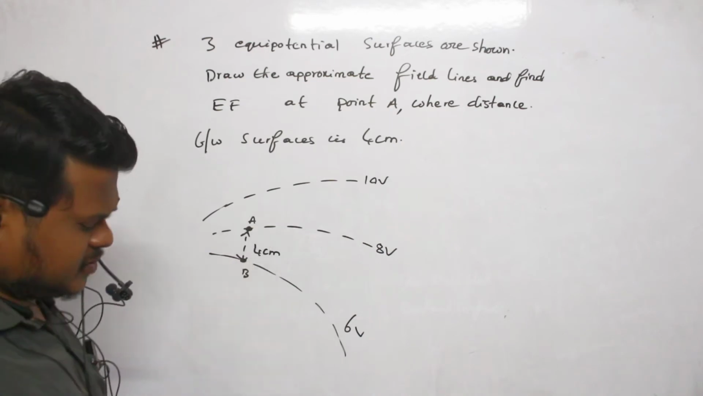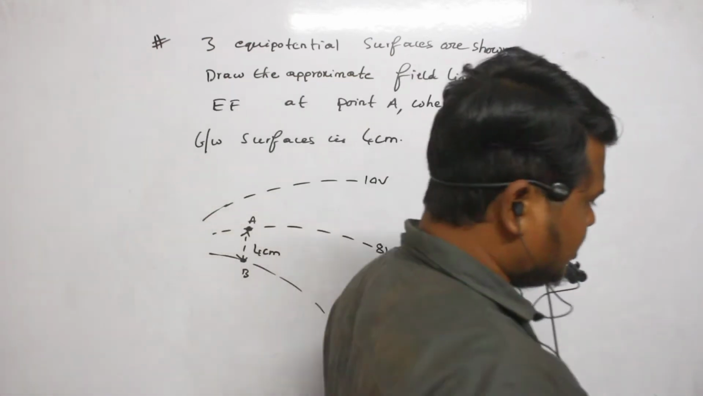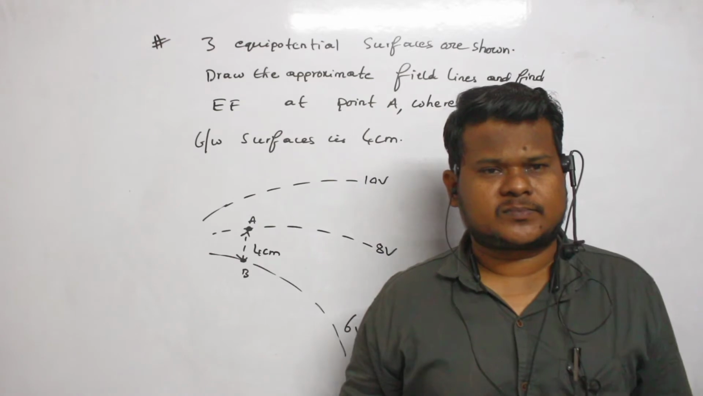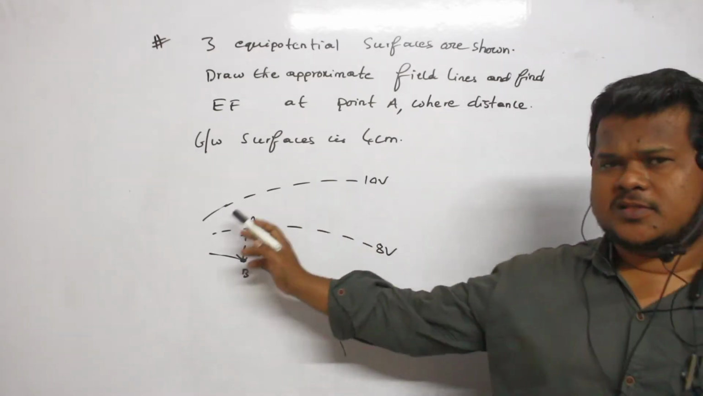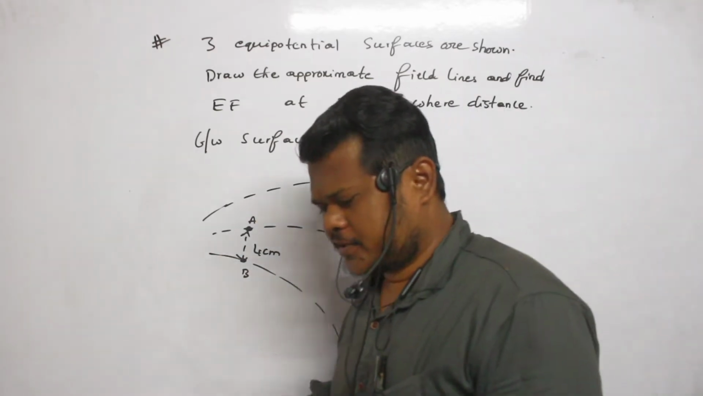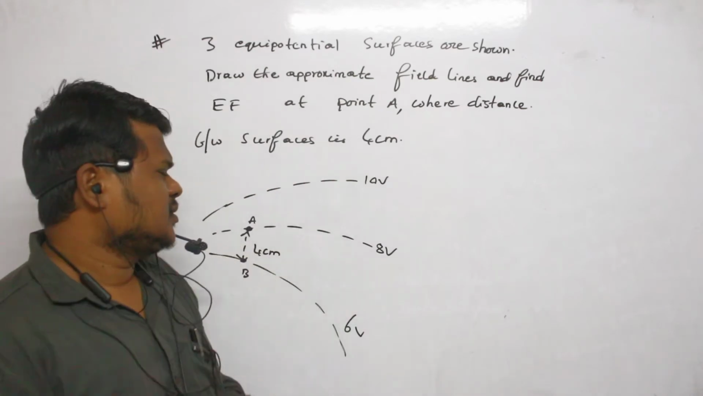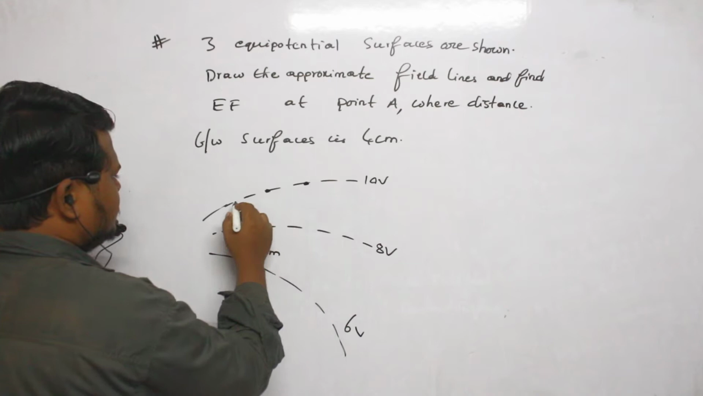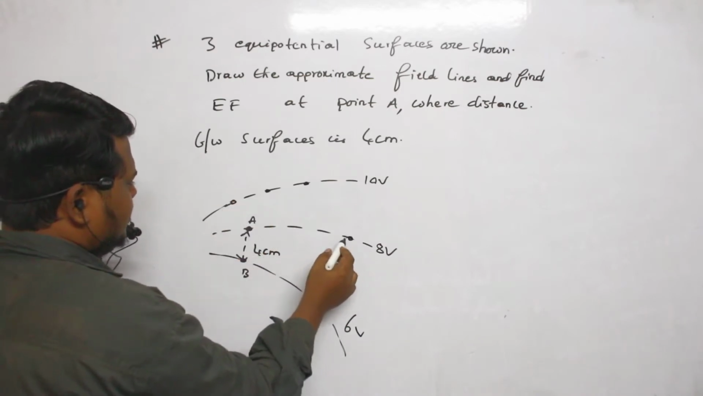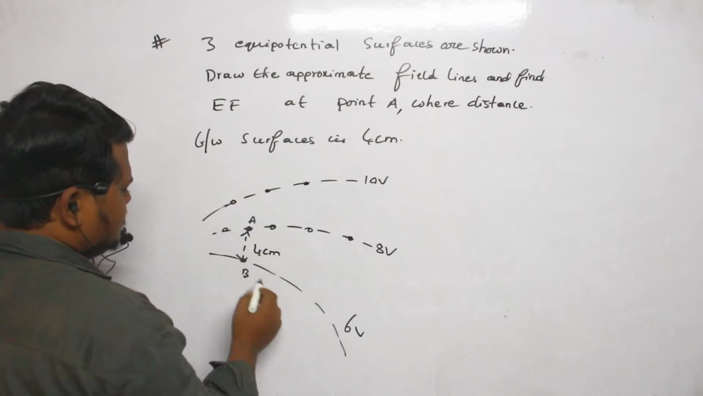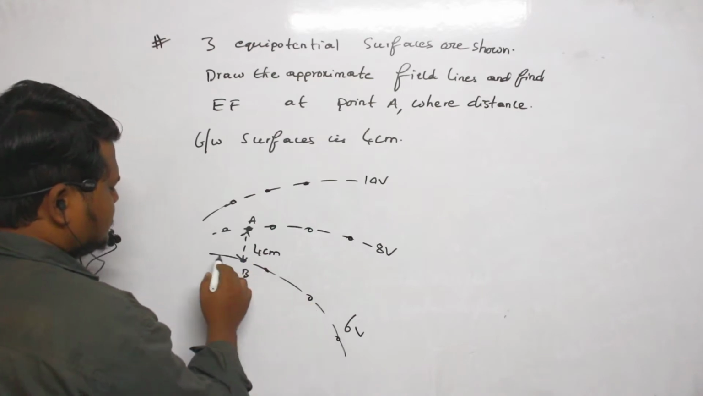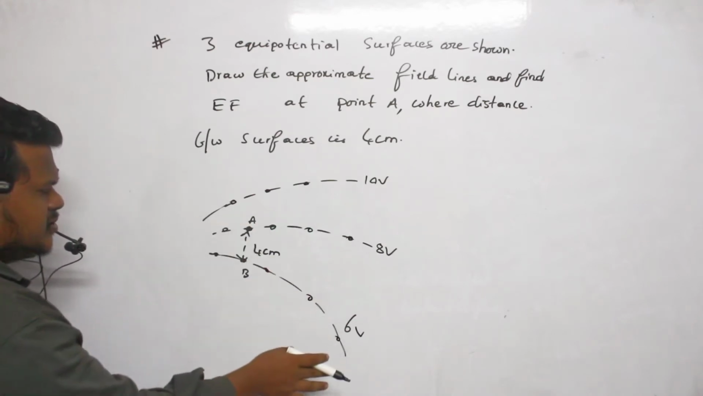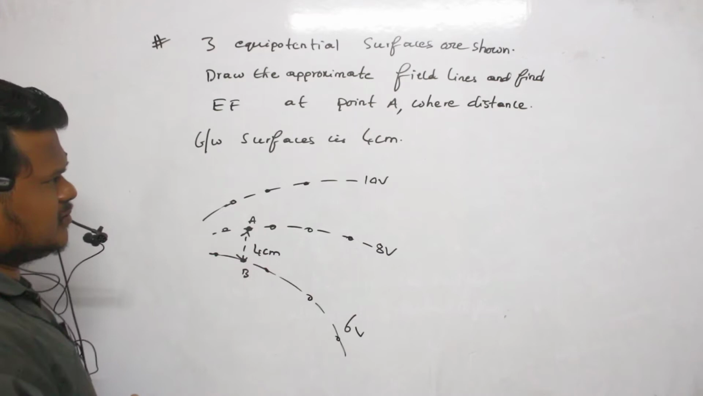So, what is meant by equipotential surface? Equipotential surface means that everywhere on this surface, the same amount of potential will exist. That is the meaning of this. For example, throughout this line it is 10 volts here, here also 10 volts, here also 10 volts; here it is 8 volts, 8 volts, 8 volts, 8 volts; 6 volts, 6 volts, 6 volts, and 6 volts. So, everywhere on this surface, the same amount of potential will exist.